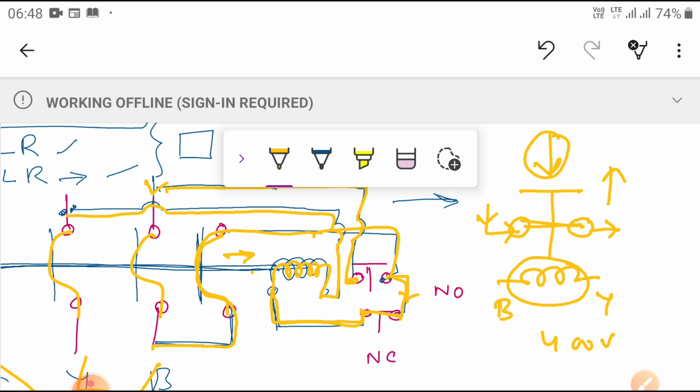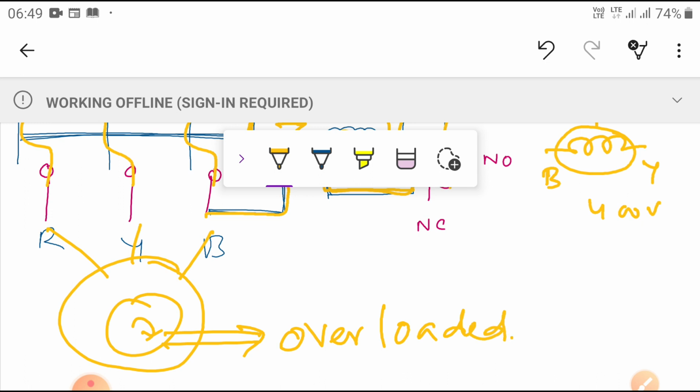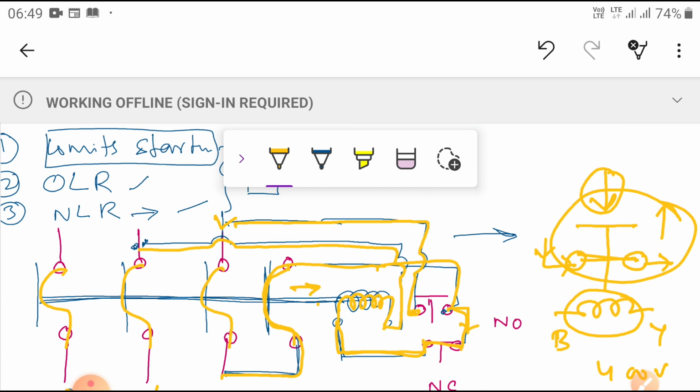So then there is no need of this one, in such a way that the motor is started. This is one situation. If there is any problem of overload, the motor is overloaded, then what happens? If overloaded, the current drawn from the motor is increased.